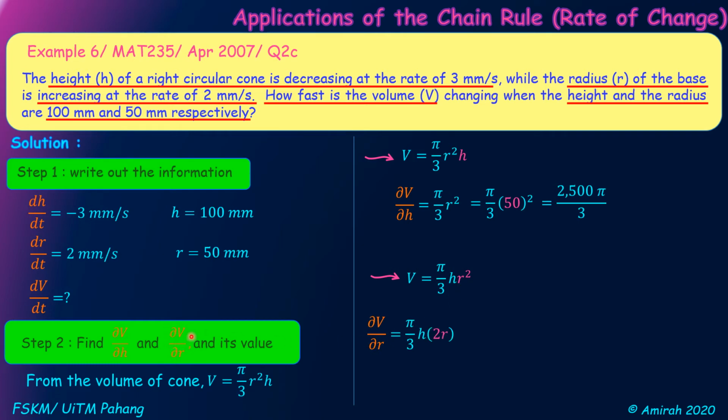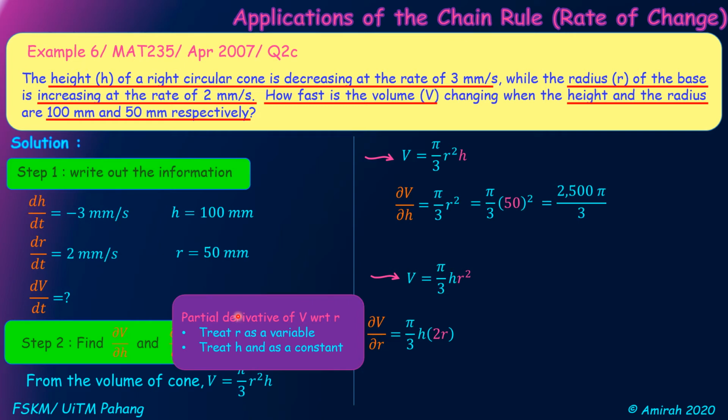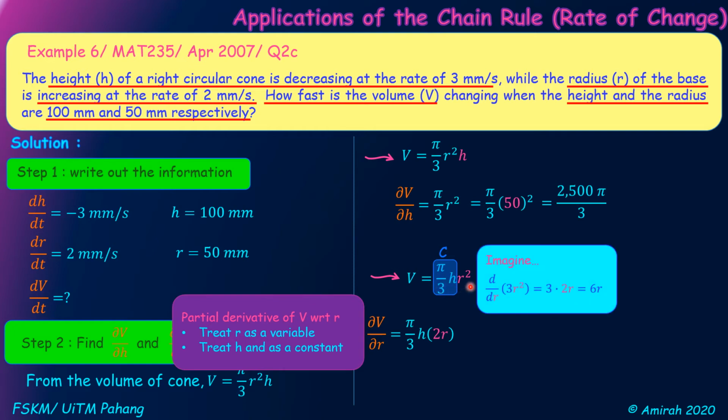Alright, del v over del r means the partial derivative of v with respect to r. We treat r as a variable and at the same time we treat h as a constant. So h here is a constant, so times pi over 3 is also constant. And to avoid error and make it easy to differentiate, we can write the variable r at the back and write in different colors.